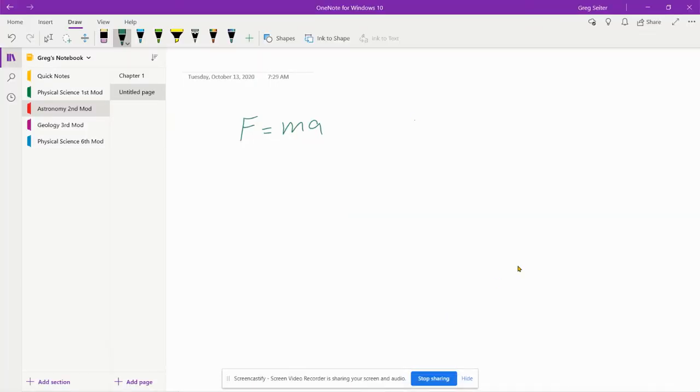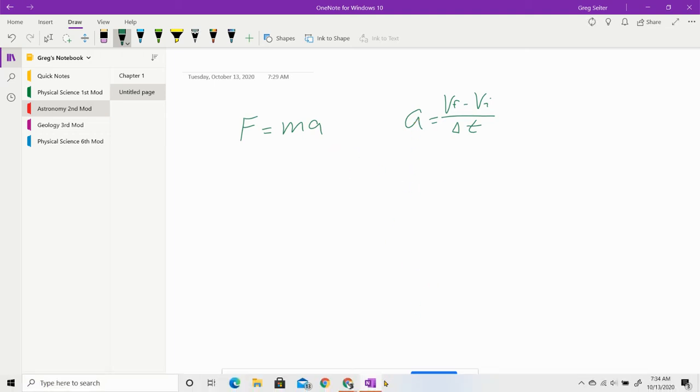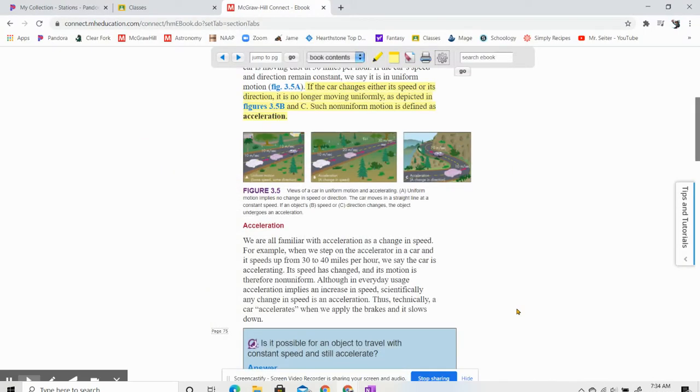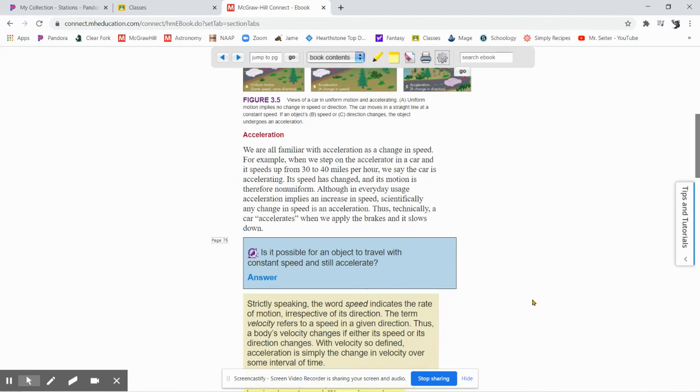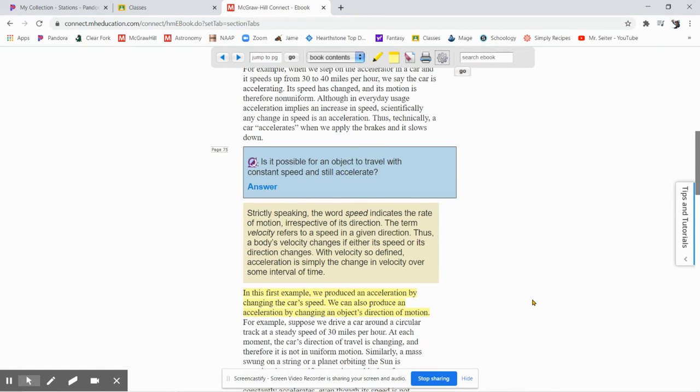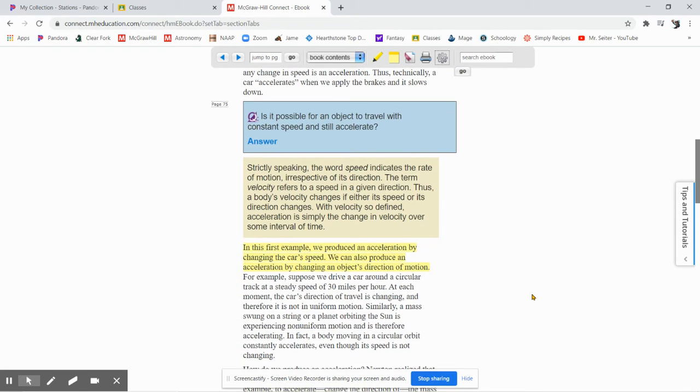Remember the acceleration equation: a, or acceleration, equals velocity final minus velocity initial divided by the change in time. So any change in speed is going to change your acceleration, okay? Speeding up or slowing down. Also, when we change direction, we are accelerating, okay? When we change directions, we are also accelerating.